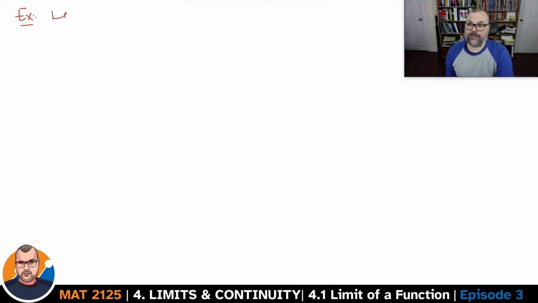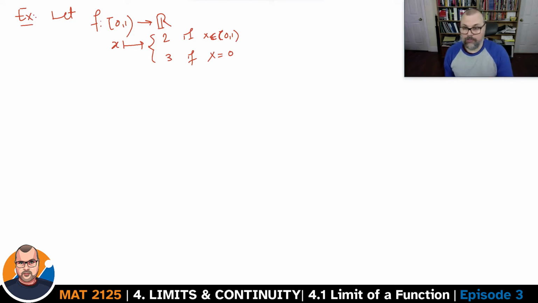For example, consider the following function. It's a function from the semi-closed, semi-open interval 0, 1 to R. It takes on the following values. It is going to be 2x within the interval 0, 1, and it's going to be 3 if x is equal to 0. Show that the limit of this function as x goes to 0 is 2.